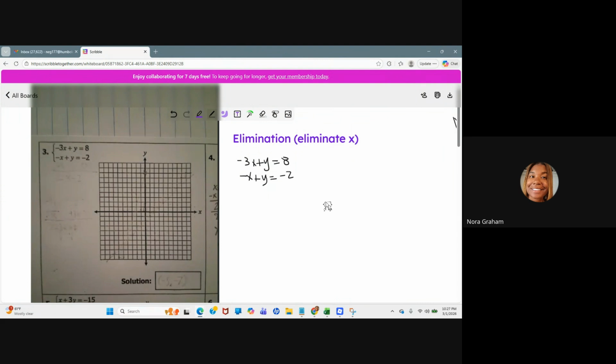Just recently, I had a math student ask me to recap systems of equations. So I solved one of her math problems, and we're going to focus on that.